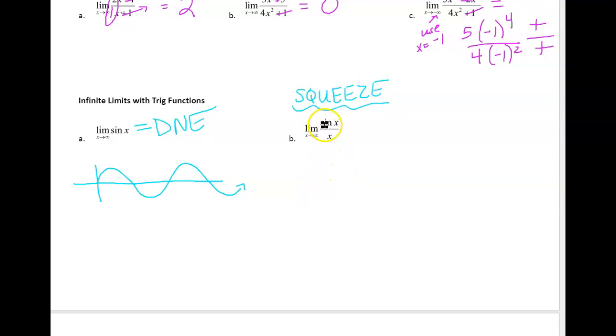So I want to break this up into two functions. I can think of this as the sine of x, and then there's like a 1 here, so I'm going to break that up because we're multiplying it. I want to break that up into 1 over x, and then I want to do the opposite, negative 1 over x. And I know this doesn't make any sense to you right now.